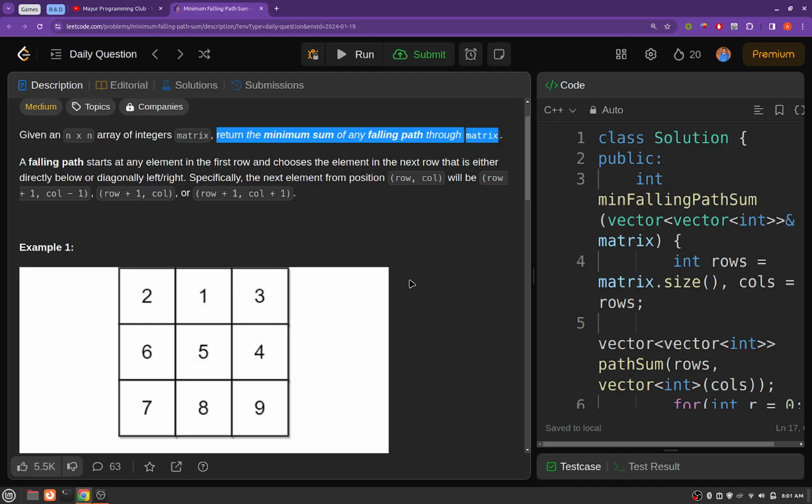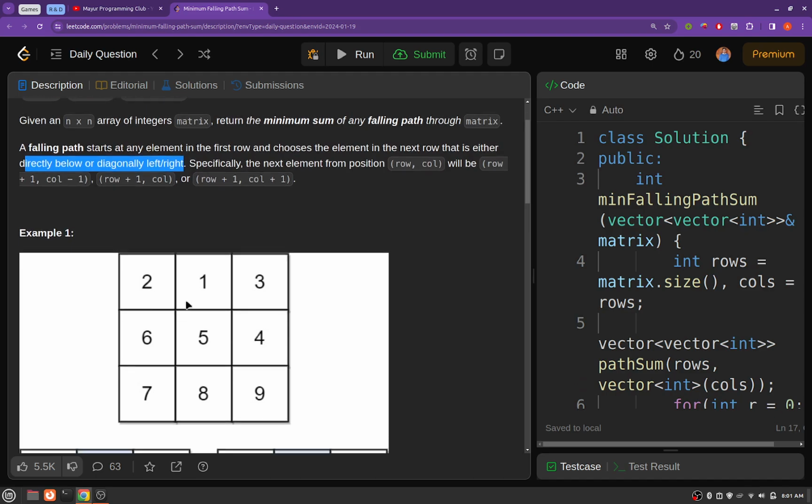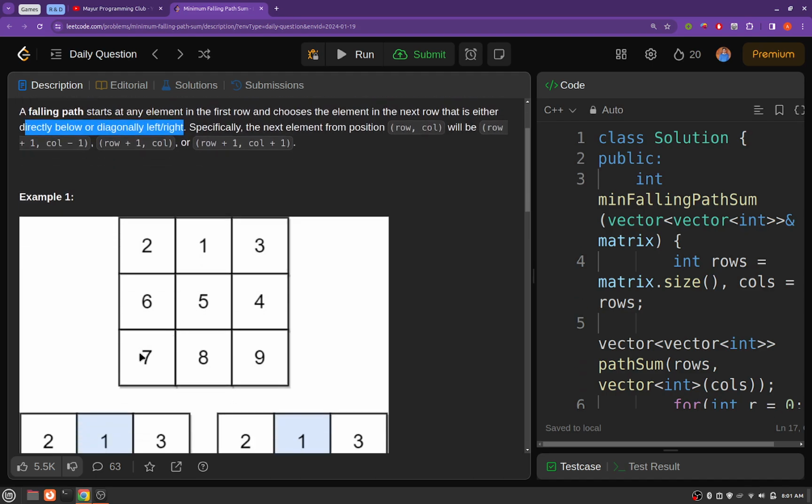So what is a falling path? A falling path starts at the element in the first row and chooses the element in the next row that is either directly below or diagonally left or right. Okay, and it will surely end on the last row of the matrix.